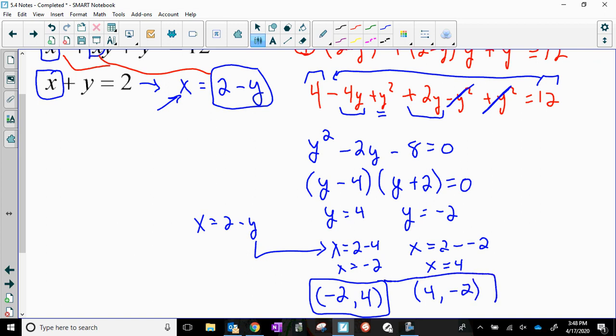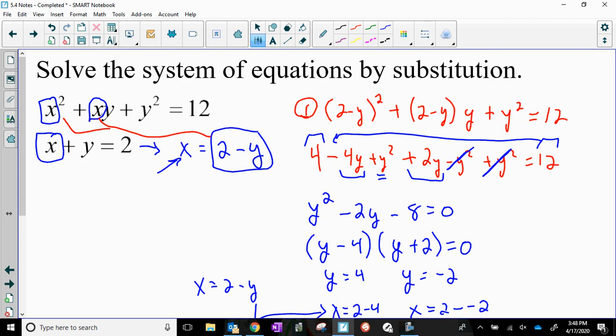So in this problem, what we have is a line and some type of like circle. It looks kind of like a circle because it's x squared plus a y squared. It could be an ellipse or a hyperbola, but I'm pretty sure this one's a circle. And that's where they would intersect.